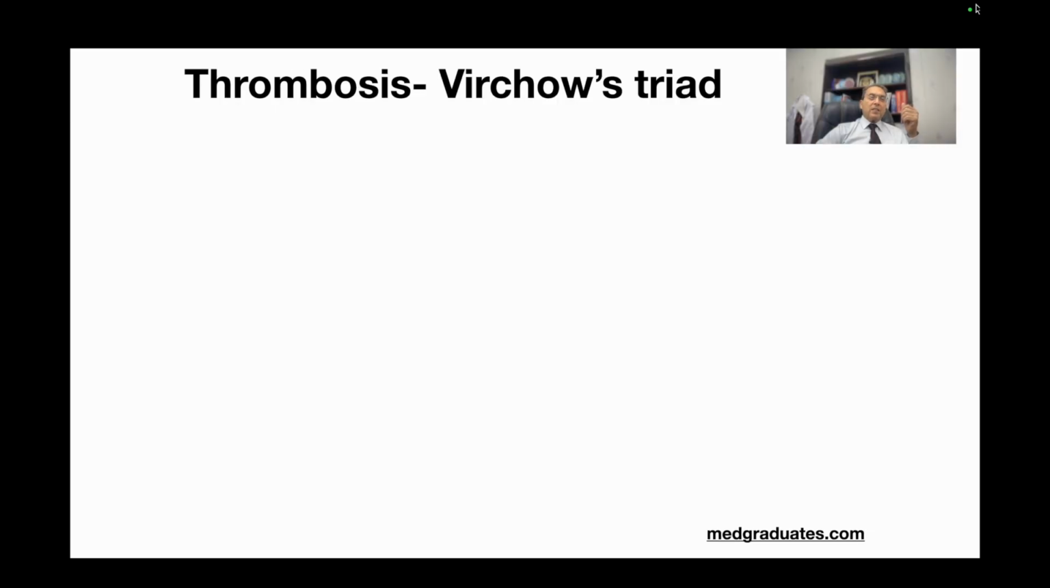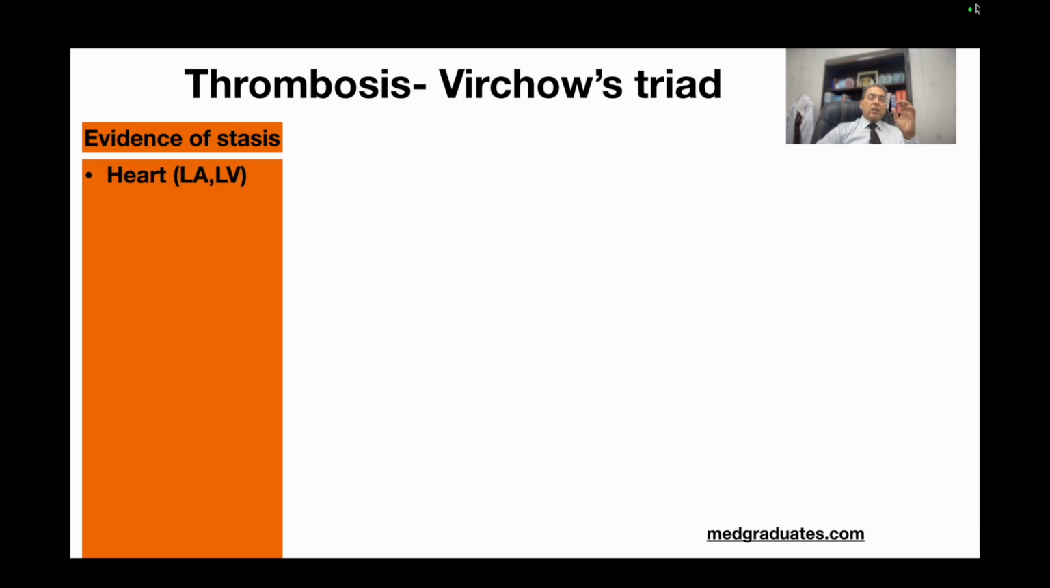Now basically thrombosis is caused by three factors which are called Virchow's triad, the first being evidence of stasis. The evidence of stasis can be seen in the heart, for example, if the LA is dilated or the LV is not functional. So the patient may have atrial fibrillation, or heart failure with a big heart and apex displaced downward. There is stasis of blood, and that can clot and later can embolize as well. Immobilization of a limb or of the patient as a whole can result in bed rest.